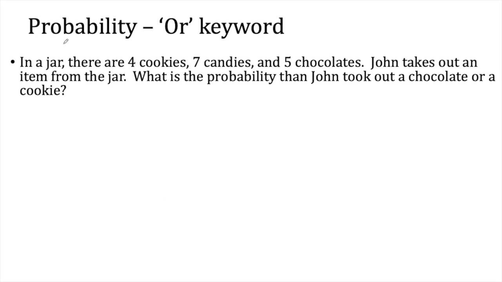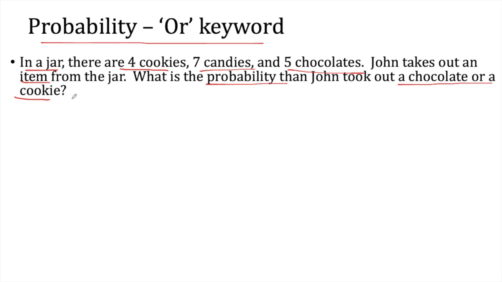In this video, we'll be discussing the use of the OR keyword in a probability problem, and we'll try to interpret it in a mathematical sense. So let's begin. The question states that in a jar, there are 4 cookies, 7 candies, and 5 chocolates. John takes out an item from the jar. What is the probability that John took out a chocolate or a cookie?